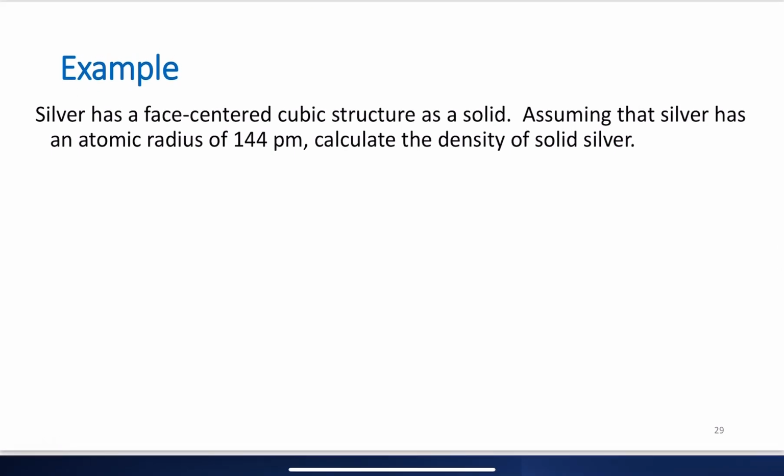Silver has a face-centered cubic structure as a solid. Assuming that silver has an atomic radius of 144 picometer, calculate the density of solid silver. Face-centered cubic, FCC. FCC has 8 corners times 1/8, so 1 atom. 6 faces times 1/2, so 3 atoms. Overall, 4 atoms per cell.